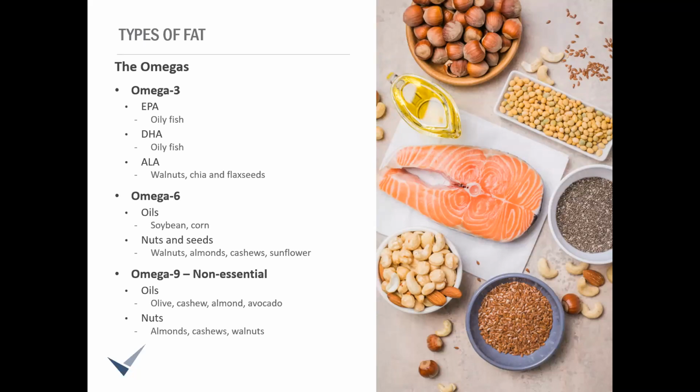So again, if you have a balanced diet of these proteins and fats and plant-based foods, you tend to get what you need, right?